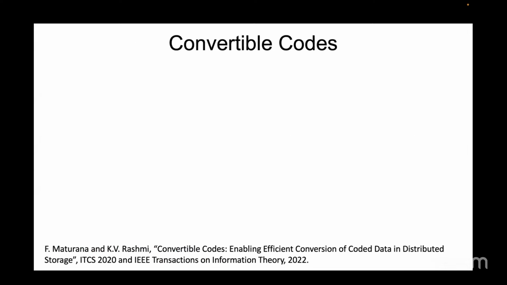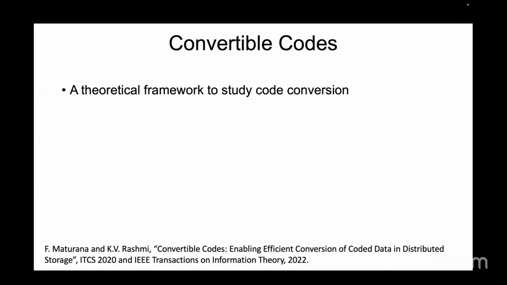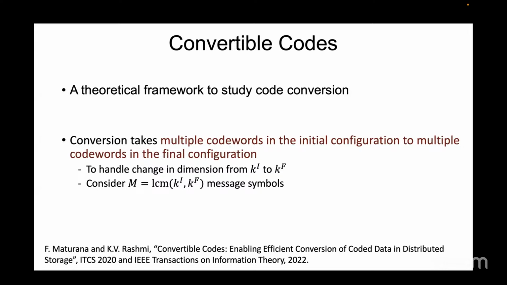This is where convertible codes come in. So this is a special class of code specifically designed to address this problem. It provides a theoretical framework to study this problem of code conversion. And it starts by taking multiple code words in the initial configuration and transforming them into multiple code words in the final configuration.